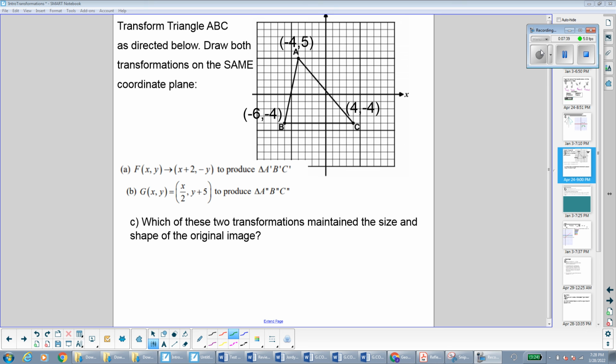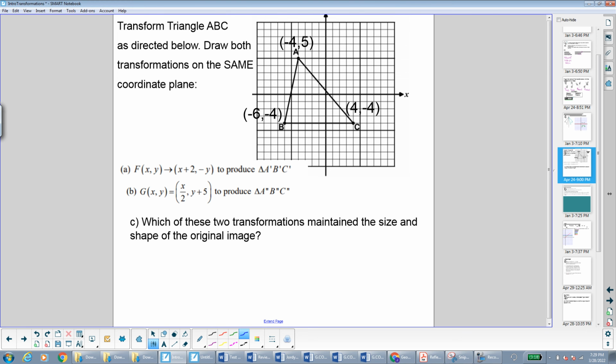This question says to transform triangle ABC as directed below. It's giving us 2 transformations to do, and it says to do them both on the same coordinate plane. In part A, it says to take the points x, y, and to do the following transformation. Take the x coordinates and add 2. Take the y coordinates and make them negative.